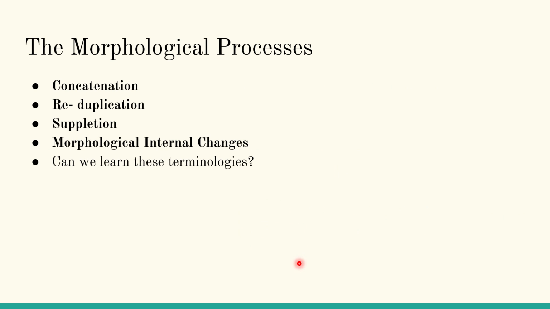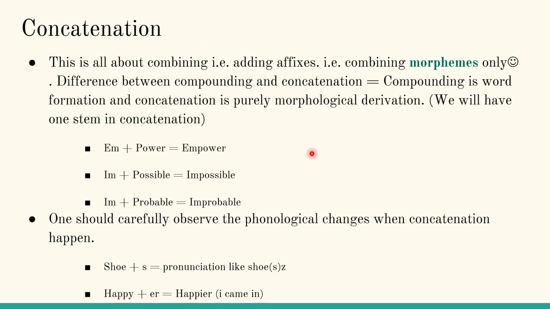Now we are getting into the final stretch of the session. I understand that this is a longer session, but still this is required. So we have got concatenation, reduplication, suppletion, and morphological internal changes. So what are these? Very simple. The first one is concatenation. Concatenation is all about combining.